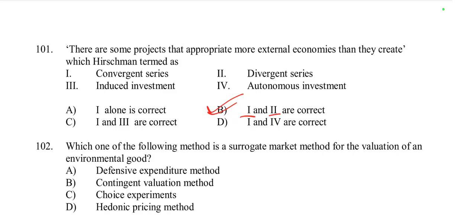So option B, because Hirschman discusses convergent series and divergent series in the context of projects and their economic impact. Convergent series are projects that benefit from external economies more than they create, while divergent series are projects that have the opposite effects. So induced investment and autonomous investment do not specifically describe this concept in Hirschman's framework. So only convergent and divergent series are included in Hirschman's concept.